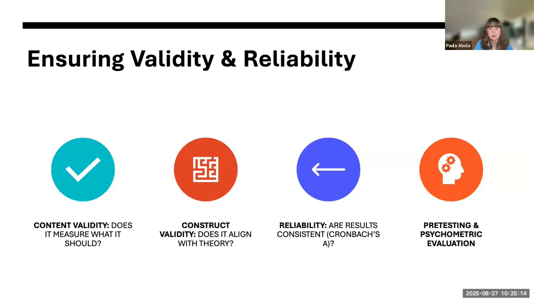So you're going to try it with a small group first, and this will help catch confusing questions and assess reliability before any large-scale use, and especially if you developed the survey yourself and did not use a pre-existing validated instrument.